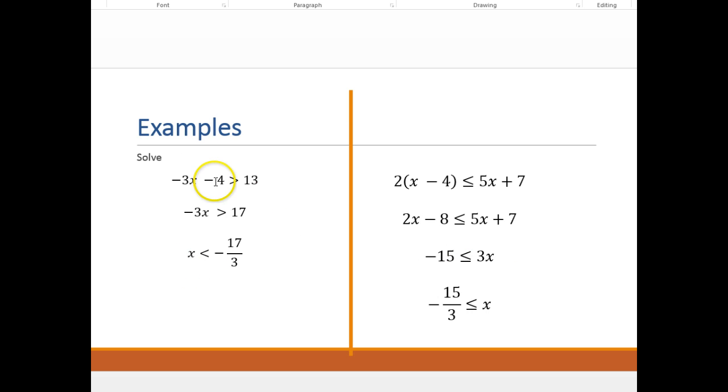First example is on our left. We have negative 3x minus 4 is greater than 13. We're going to add 4 to both sides. We get negative 3x is greater than 17. Divide both sides by negative 3. I get x on the left-hand side, and negative 17 thirds on the right-hand side. Please notice what happens to the sign. It flips from a greater than to a less than. The reason it does that is because I divided both sides by a negative number.